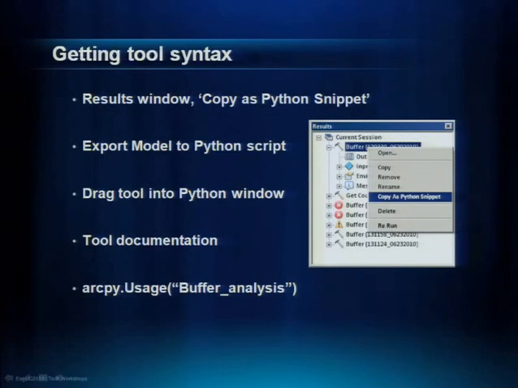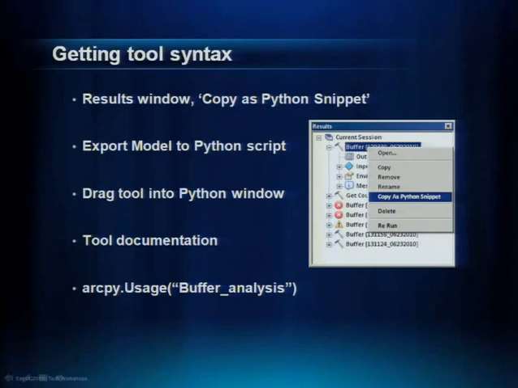Now, as you're getting used to using Python to execute geoprocessing tools, there are some good places where you can go to see tool syntax and make sure that you're actually using a tool correctly in Python. One of those is the image that's on the screen there, and that's the results window. If you right-click on a tool in the results window, you can copy that tool's syntax as a Python snippet, and so it will have all of the data sets right in line there. So when you copy it, you can just paste that into a script tool or into the Python window for re-execution. There's also functionality in Model Builder to export a model to a Python script.